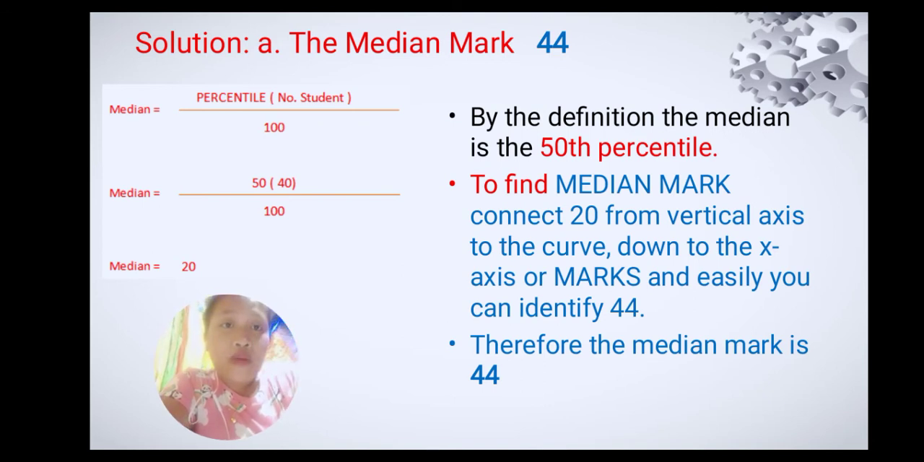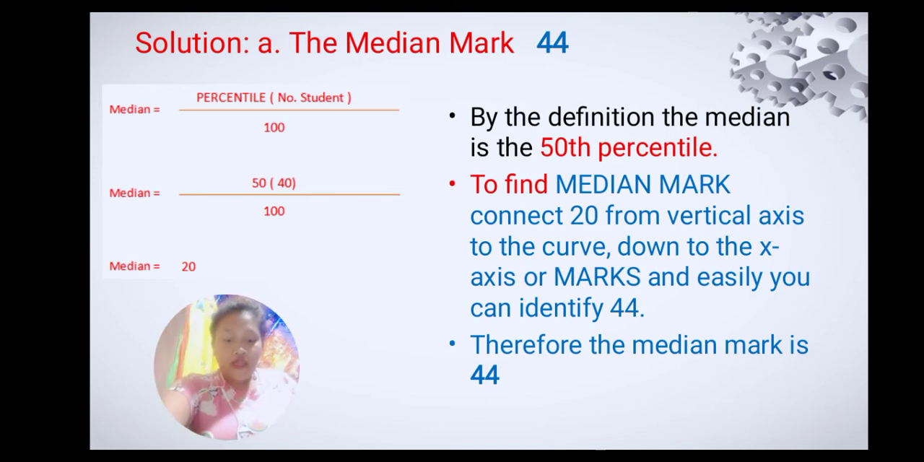Solution A, median marks. So, as you can see, median equals percentile times number of students, divided by 100. So, ang given kay 50th percentile times 40 divided by 100, median equals 20. To find the median mark, connect 20 from the vertical axis to the curve down to the x-axis, or x-axis marks. You can easily identify 44. So, therefore, the median mark is 44.